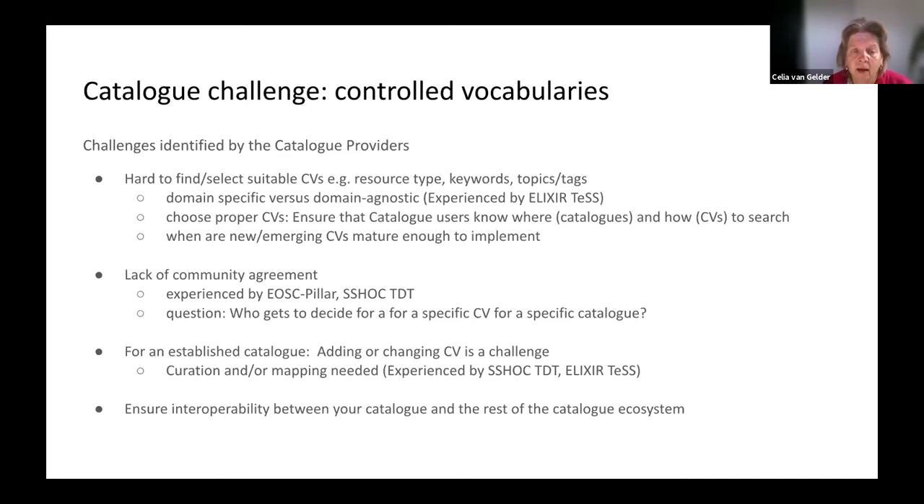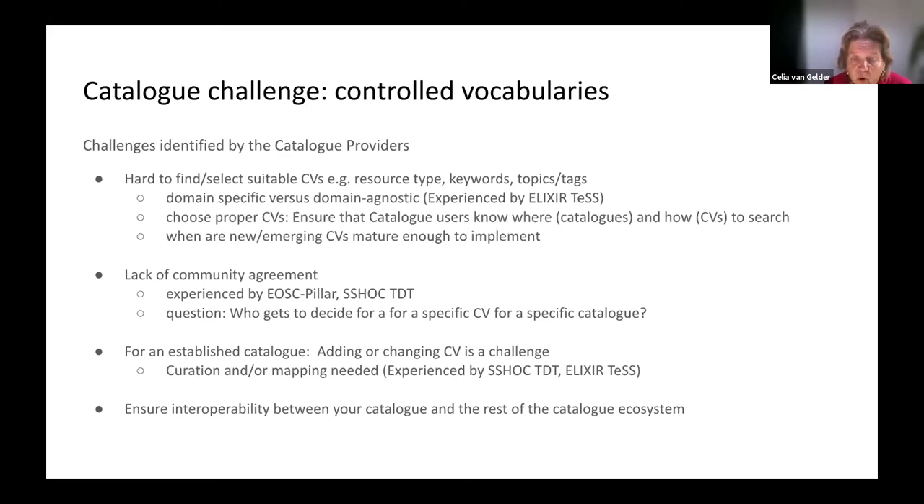Another thing is what we called here the lack of community agreement. That is, at this time there is not an agreement yet, for instance, about minimal training metadata. And I think with the RDA group now, we are moving in that direction. But as long as that is lacking, it's not easy to decide which way to go with your own catalogue. Also, another question that came to my mind is: who is to decide which one to use? I mean, there are several controlled vocabularies around, but which one to choose? So this is also a challenge.